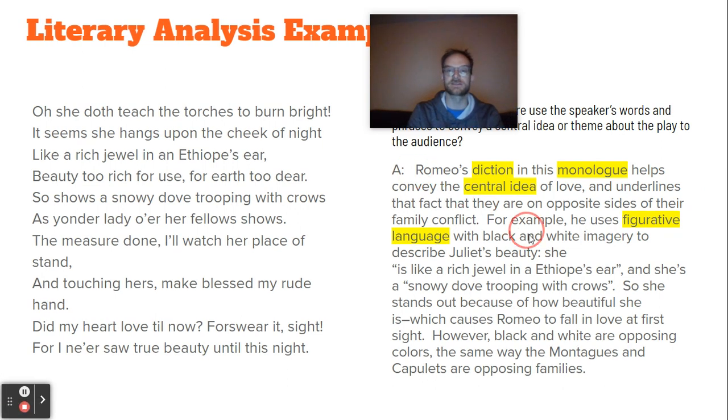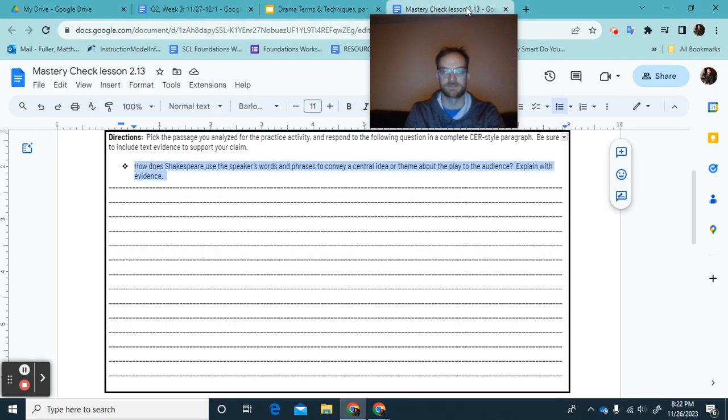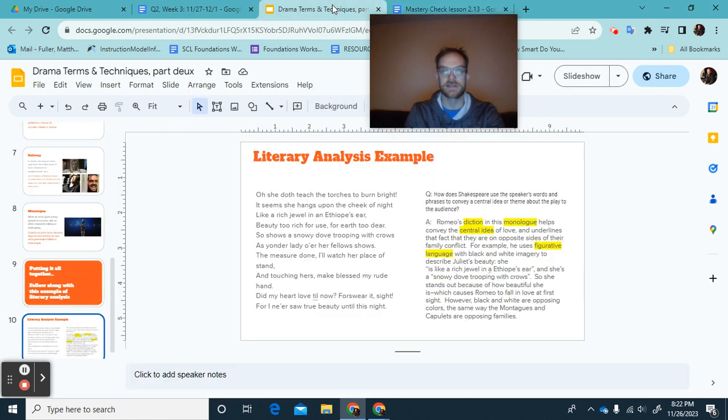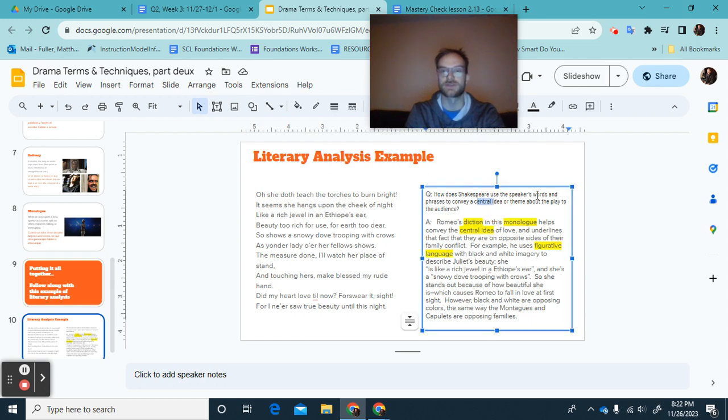Please use this paragraph as a model for the one that you have to write. Notice how I recycled the question. How does Shakespeare use his speaker's words and phrases? Romeo's diction in this monologue conveys the central idea. So I'm using key words from the question. Words and phrases, that's the same thing as diction. Convey a central idea. I'm talking about the central idea.